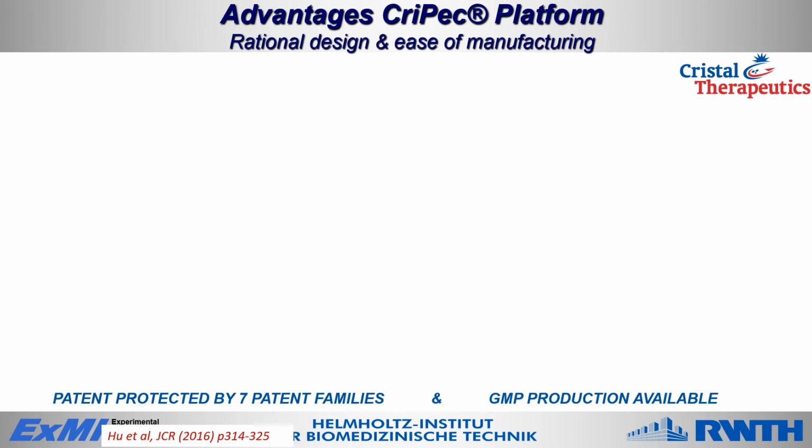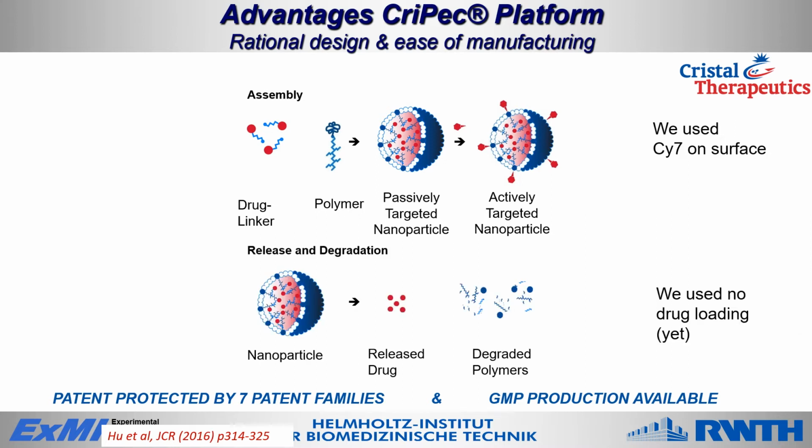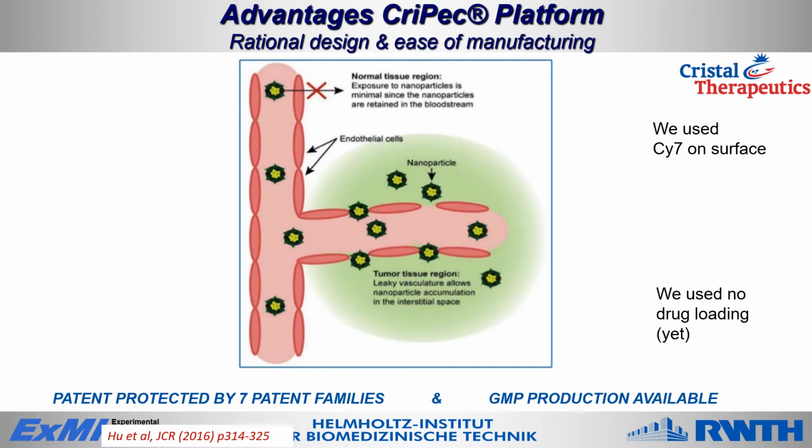The CriPec micelles which we use are based on a versatile platform. They are assembled by polymers and drug linkers. They assemble to these micelles, can be linked also with active targeting moieties on the surface, but we used Cy7 only in this study. When these micelles reach their target, they eventually will release their cargo and degrade and be eliminated. But in our study we didn't use any drug loading yet.